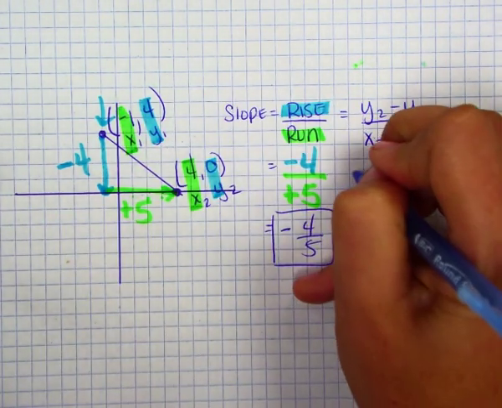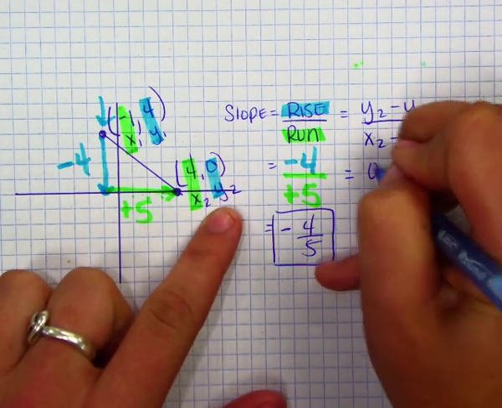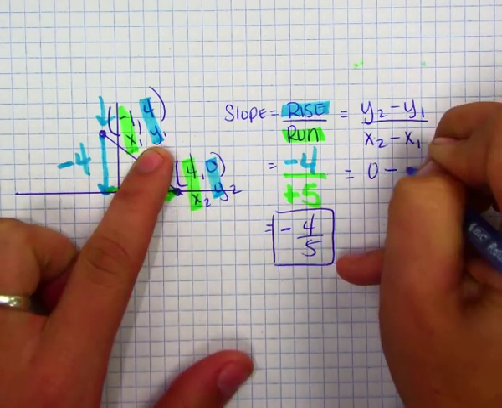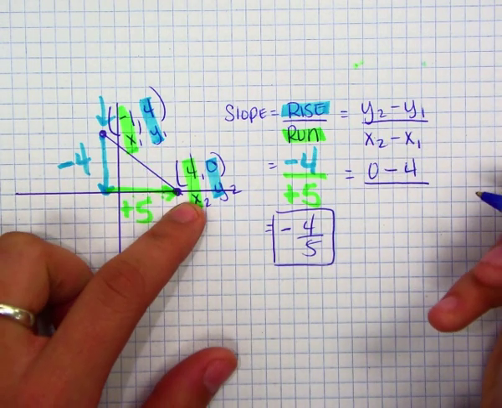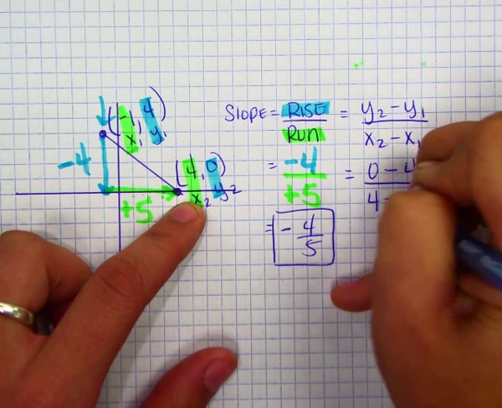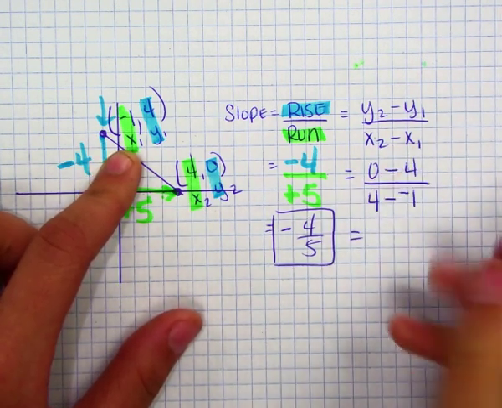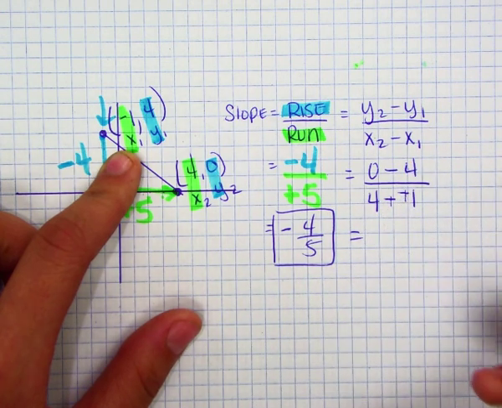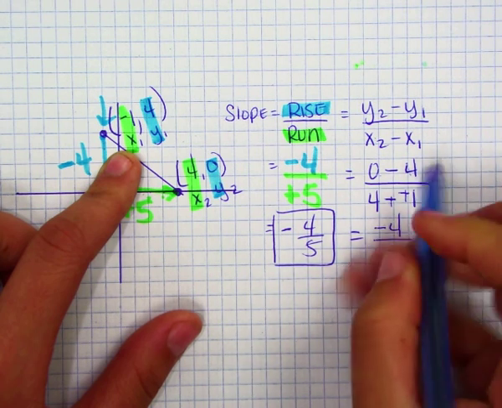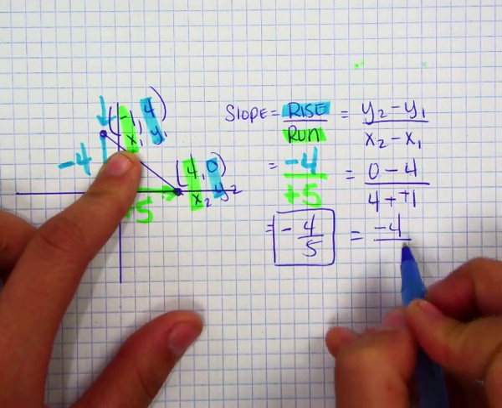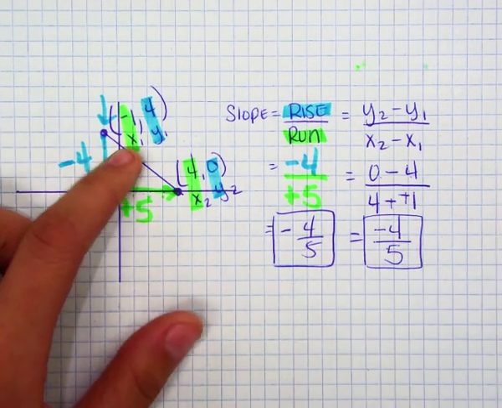Now I substitute y2, which is 0, minus y1, which is 4, divided by x2, which is 4, minus x1, which is -1. This is actually plus a positive. 0 minus 4 is -4. 4 plus 1 is 5. So as you see, we still get -4/5.